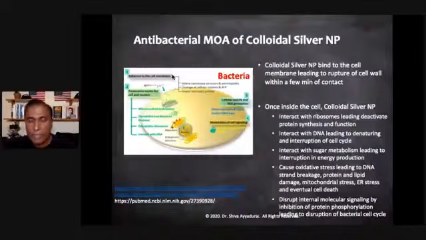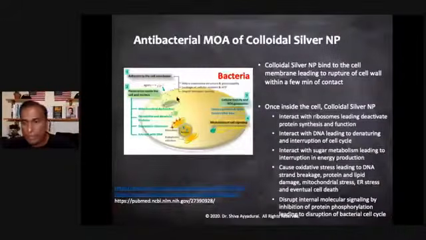The other thing is, once it gets inside the cell, the colloidal silver interacts with the ribosomes, which is the Xerox machine, and it leads to deactivating of the protein synthesis, so the bacteria can't replicate. It also directly interacts with the DNA of the bacteria, and it leads to denaturing and disruption of the cell cycle. It also interacts with the sugar metabolism of the bacteria. So basically, silver destroys the bacteria's sugar metabolism, the mitochondria and the energy metabolism. And then it causes stress. It basically causes oxidative stress, which leads to DNA damage of the bacteria. And it disrupts the internal molecular signaling.